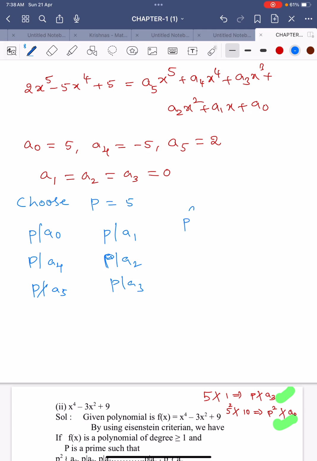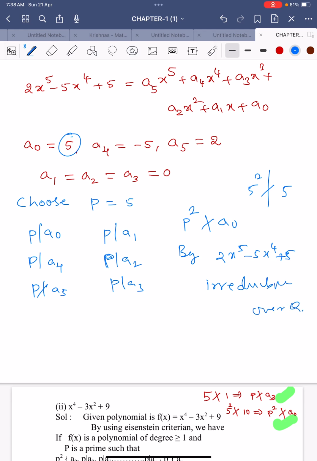So also p square does not divide a0. Here p square is 5 square, which means 25. 5 square does not divide 5. So here the Eisenstein criterion is satisfied. Therefore we conclude that by the Eisenstein criterion the polynomial 2x^5 minus 5x^4 plus 5 is irreducible over capital Q. That's it.